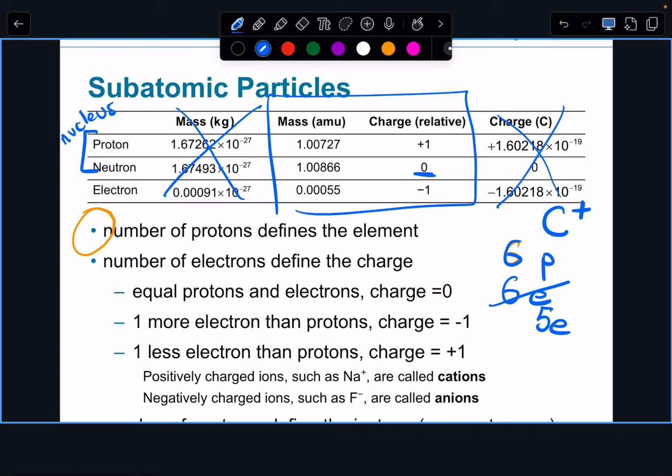When it's positively charged, we call that a cation, not a caution, a cation. If it were to gain an electron, so 6 protons and 7 electrons, then it would have a negative charge, and we call that an anion. So the number of electrons can change. It makes an ion of its original atom.